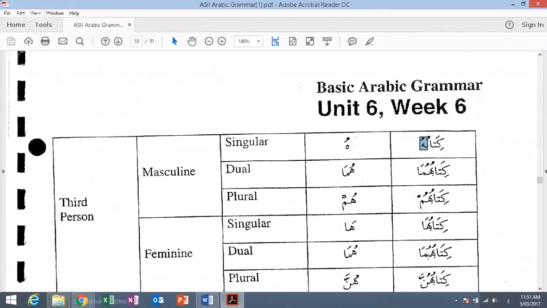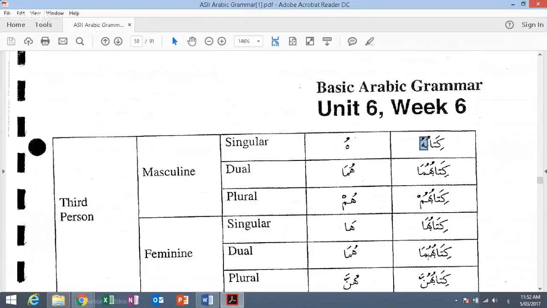You have to go to the same sequence. First you go to the third person. The third person: muzakkar, muannas, wahid, tasniya, jama for muzakkar; wahid, tasniya, jama for muannas. Third person, like huwa, huma, hum, hiya, huma, hunna. Exactly the same way.